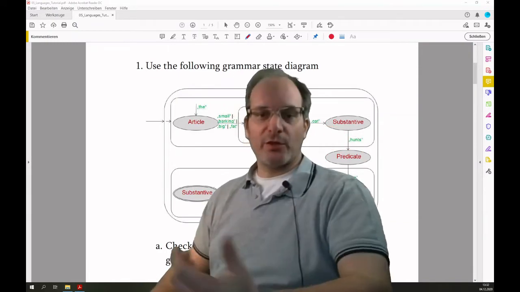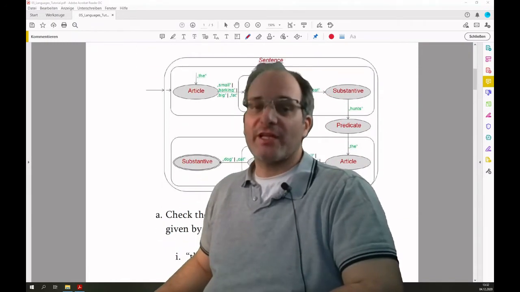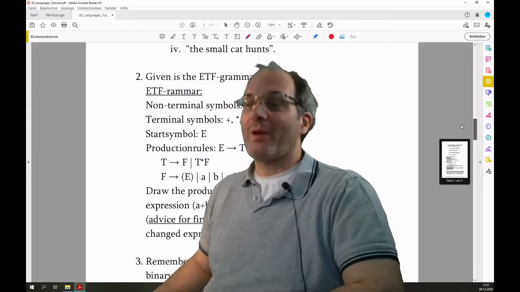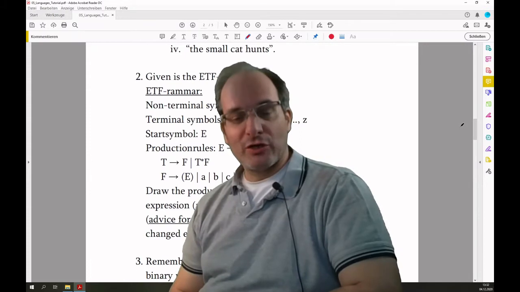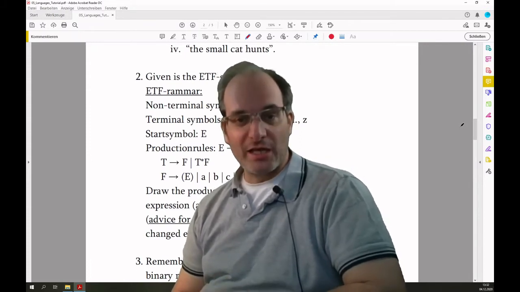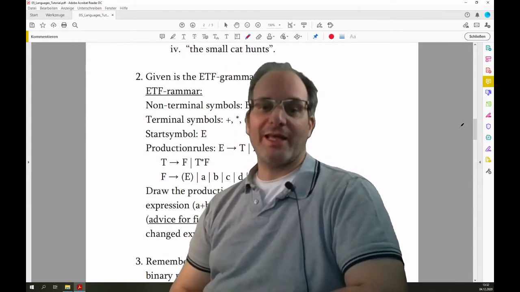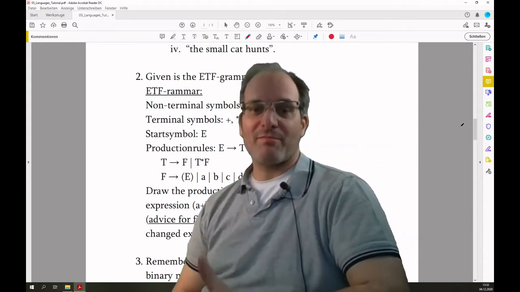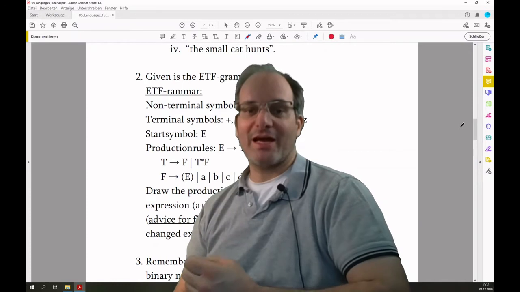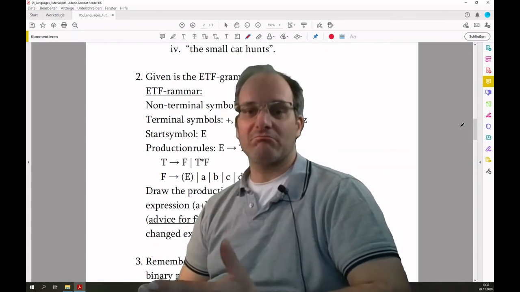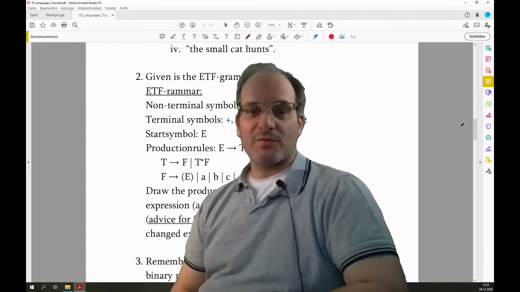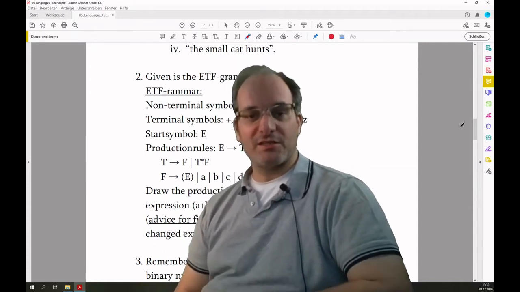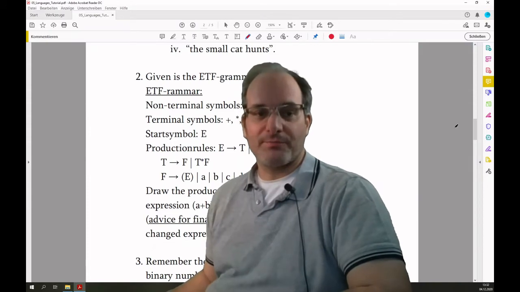So let's continue with the next question. The next question deals with the more complex grammar, with the context-free grammar, which we heard in the lesson about checking of regular mathematical expressions, so that we have mathematical equation systems using braces and things like that. This is the ETF grammar. So let's do that.